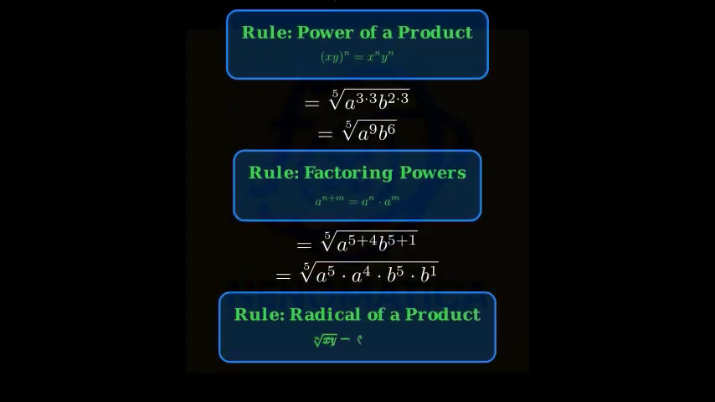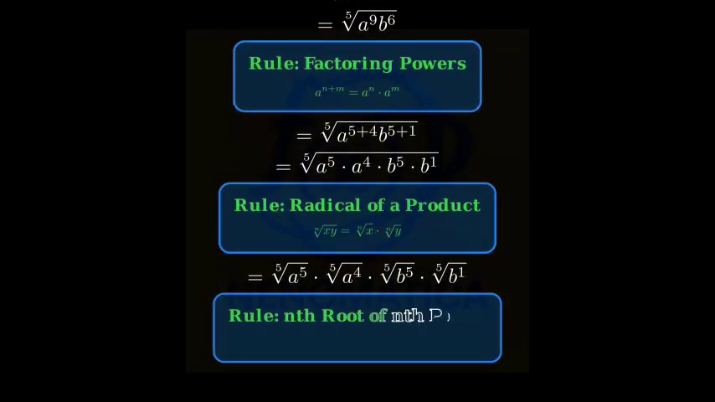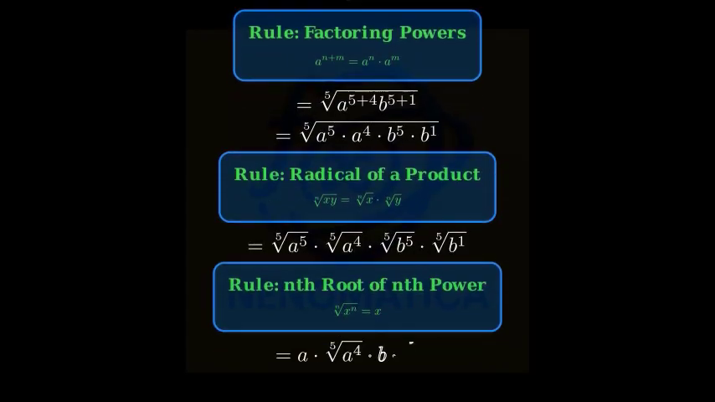Now, we can use another property of radicals to separate the terms under the fifth root. When we have a product under a radical, it equals the product of the separate radicals. Using the property that the nth root of x to the power of n equals x, we can simplify two of our terms. The fifth root of a to the fifth power equals a. The fifth root of b to the fifth power equals b.